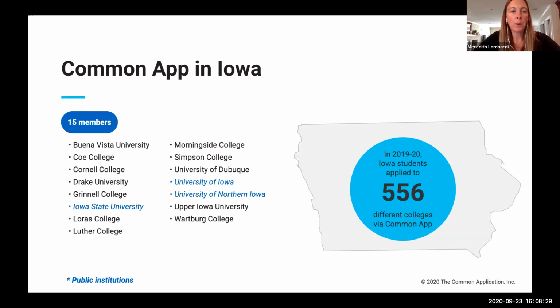In terms of where we are in Iowa, there are 15 colleges that are part of Common App in Iowa, which you'll see listed here. Again, I had mentioned Iowa and Iowa State, as well as Northern Iowa are on Common App. But I also think it's helpful to note that when we look at last year, 2019-2020, the students who applied from Iowa actually applied to 556 different colleges via Common App.